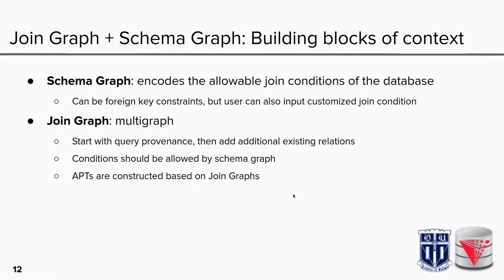The second definition is a join graph, which is a multi-graph constructed based on schema graph to bring in the new context. Join graph all start with the query provenance node and try to join external relations. The join condition in the join graph should align with the join conditions from the schema graph. Join graphs then will be used as the blueprint to produce the augmented provenance tables, which will be used in the pattern mining step.